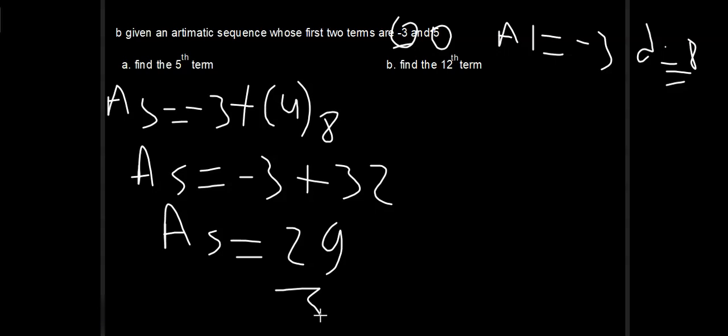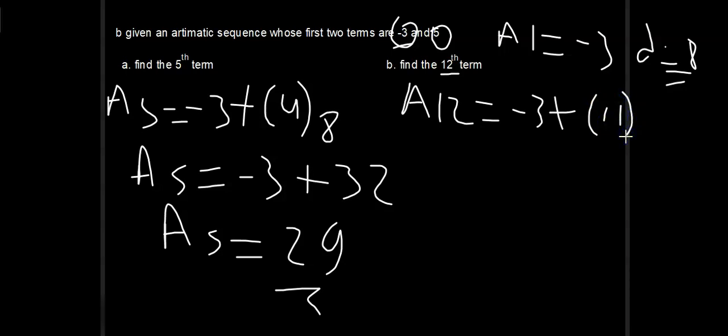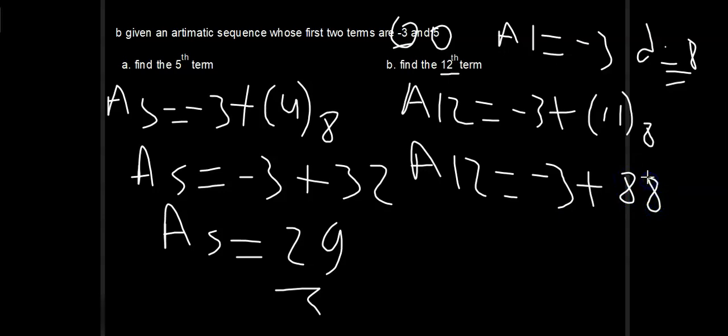When you count the second question, it's just the same procedure. I'm looking for the twelfth term now. So A12 equals A1, which is -3, plus 12 minus 1, which is 11, and the whole times my D value, which is 8. So A12 will be -3 plus 11 times 8, which is 88.